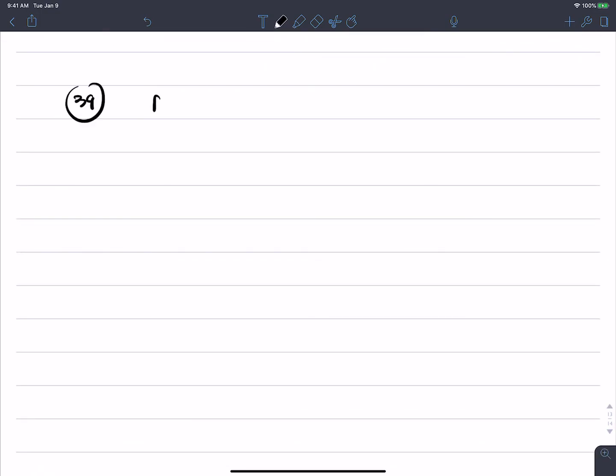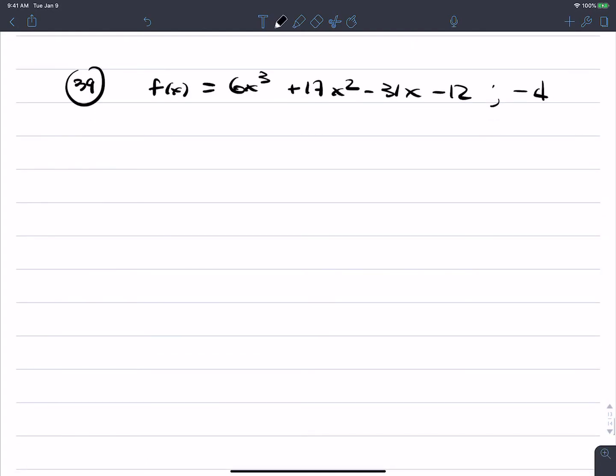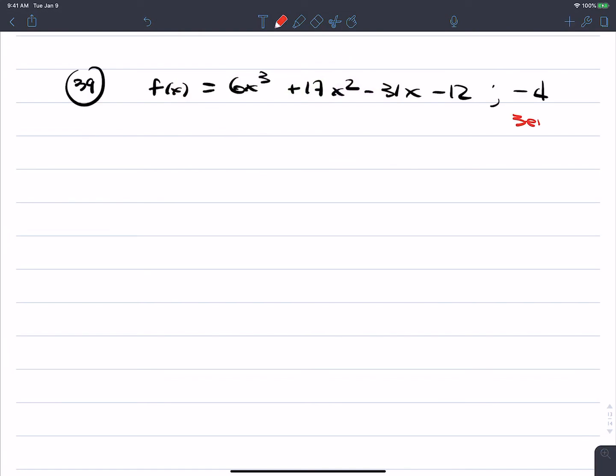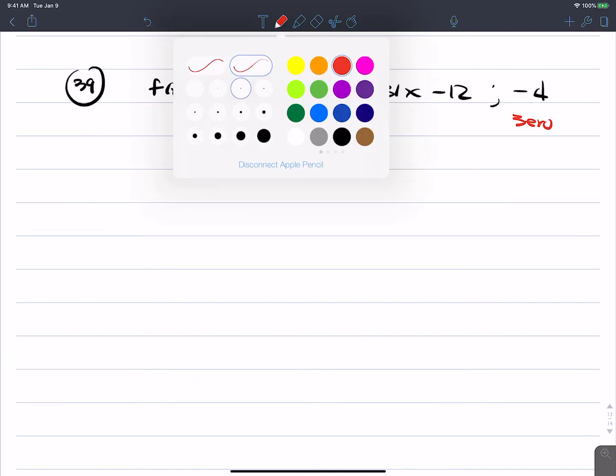That leaves us to 39. F of x is 6x cubed plus 17x squared minus 31x minus 12, and they're going to say that negative 4 here is a 0. This is the k value.